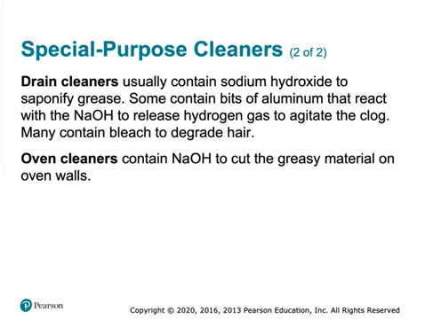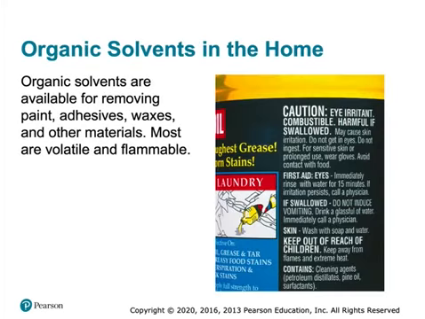Oven cleaners have lye or caustic lye, so caustic can also mean sodium hydroxide. They usually use the word caustic when they have oven cleaner, so there's caustic and it's sodium hydroxide. It breaks down the grease. Okay, and organic solvents you can use to remove paint, adhesive, waxes, and other materials. Most are volatile and flammable, so these are things like turpentine, mineral spirits, or paint thinner. Be careful. It can displace oxygen as you use those and get you a little bit of a high that way.